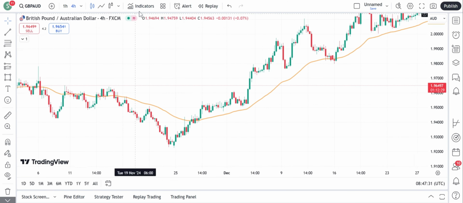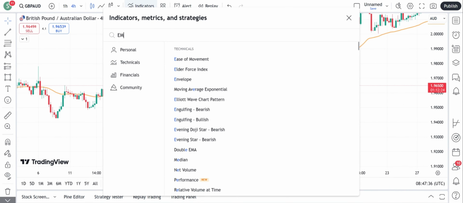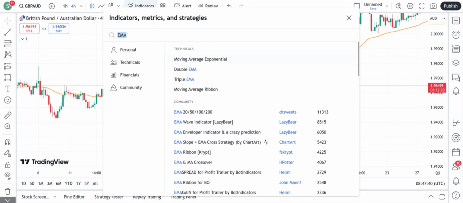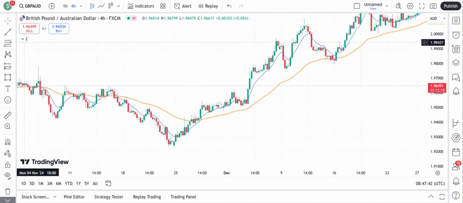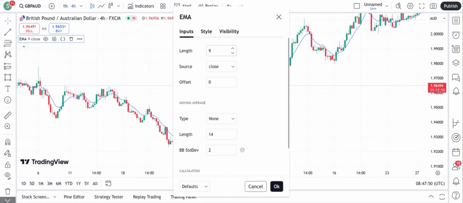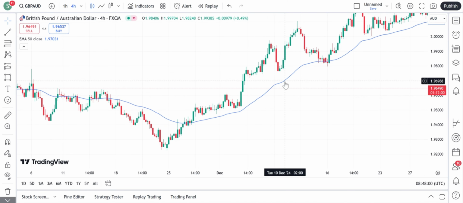So how to add a 50 moving average? You can come to indicator, just write EMA, and you'll see exponential moving average. Let me delete this, and just come here, you click on settings. I believe you already understand it. You click on settings and install a 50 moving average. It's just for you to add to building your trend bias.